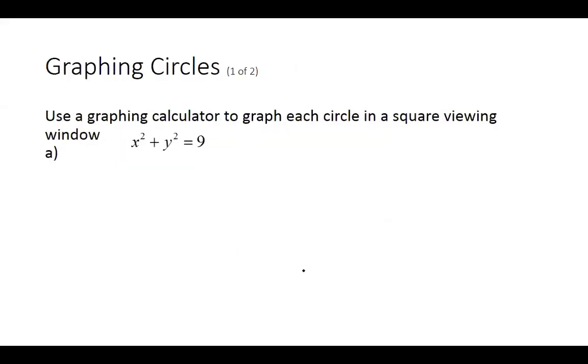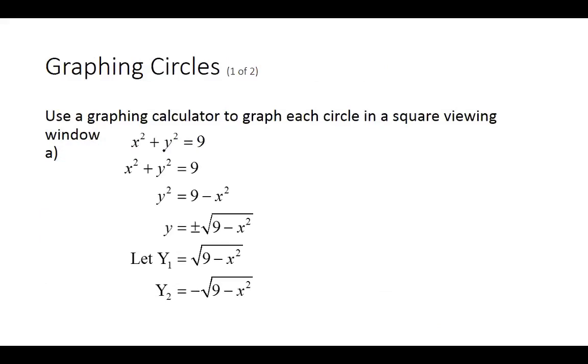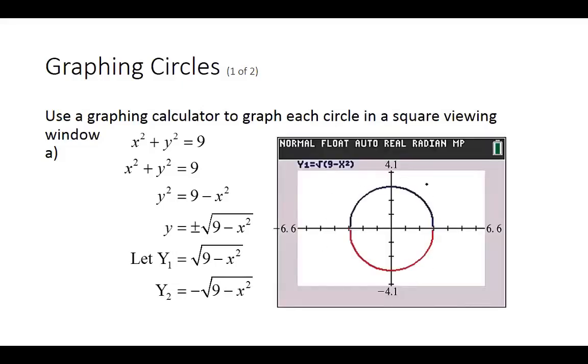Use a graphing calculator to graph each circle. When you want to use a graphing calculator, we want to solve for y. We have x squared plus y squared is equal to 9. When you isolate y squared, then take the square root of both sides. So y would be equal to plus and minus the square root of 9 minus x squared. So there are 2 graphs that you want to enter into your calculator. One is y1 would be the square root of 9 minus x squared, and then y2 would be minus the square root of 9 minus x squared. When you graph this, it would give you 2 semicircles on the graph. That would be the graph of the whole circle.